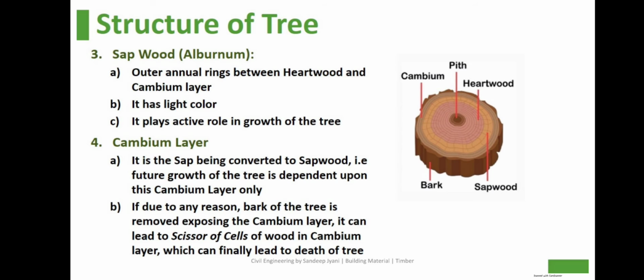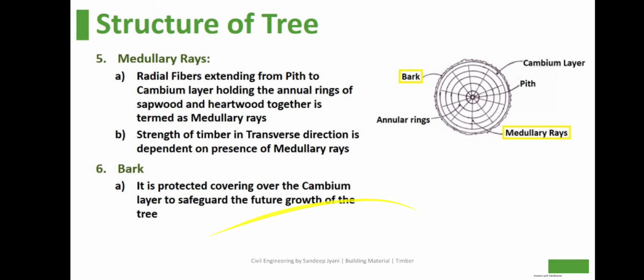Fourth, cambium layer. A. It is sap being converted to sapwood. Future growth of the tree is dependent upon this cambium layer only. B. If due to any reason the bark of the tree is removed, exposing the cambium layer, it can lead to scarcity of cells of wood in the cambium layer, which can finally lead to death of the tree.